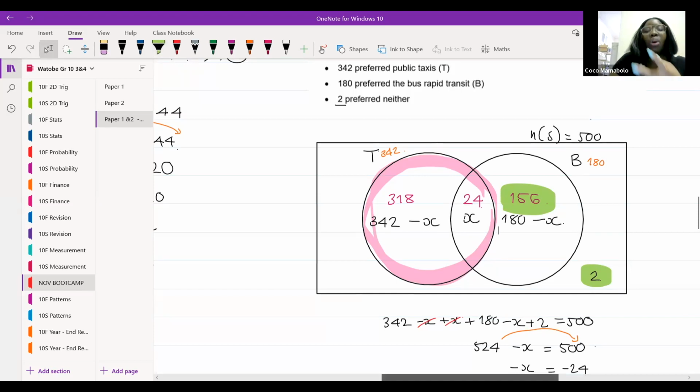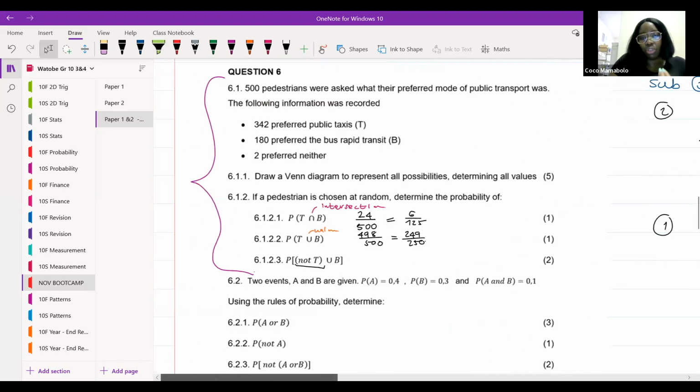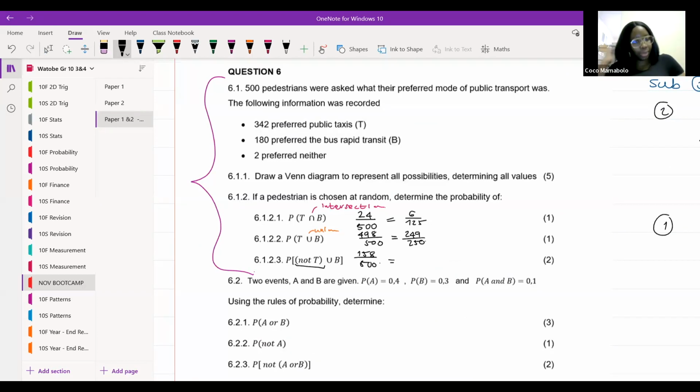So we should get 158 over 500. Okay, over here, we should get 158 over 500, which can also be simplified. We always leave the answer in simplest form. All right, Kibututu was just asking me, ma'am, how do we get 498?